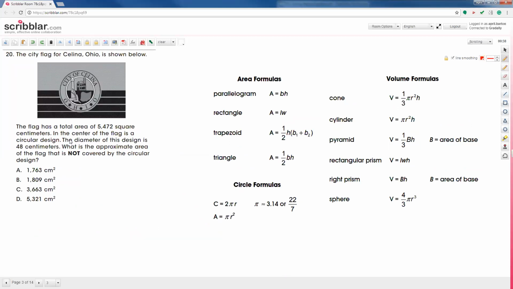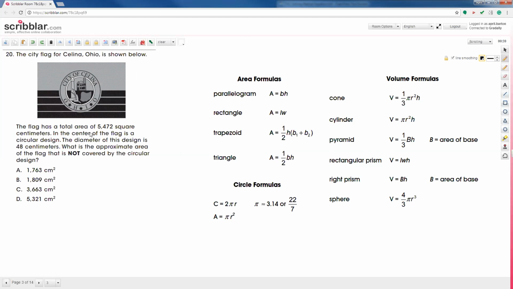So again, I'm taking all these problems from old OGTs. This is another one. I don't remember which year each one is from, but there's a couple released online. You can actually search for them using Google and look them up if you want to look at a whole bunch of problems. So this problem says, the city flag for Salina, Ohio is shown below.